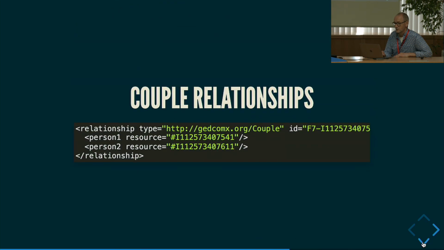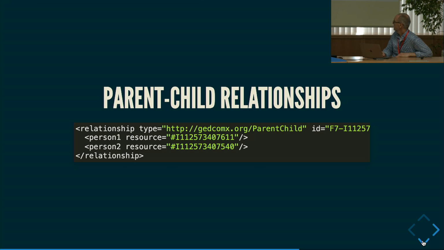So you can also export relationships. So this is a relationship of the type couple. It's a symmetrical relationship, so you have two people who are in a relationship. You have parent-child, so in this case the parent is the first person and the child is the second one.